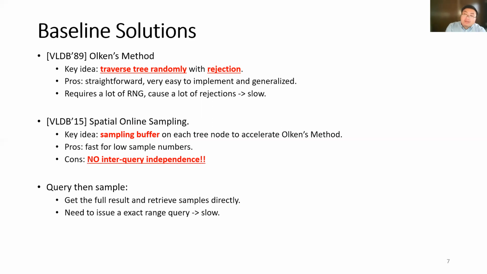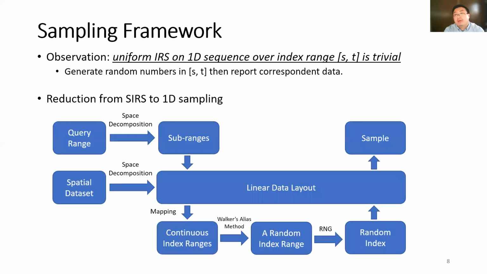which makes it even slower than Olken's method sometimes. So finally, the last baseline is pretty simple. We just get a full exact range result from a classic spatial index like an R-tree, and then retrieve the samples from the returned result set. This method is apparently not ideal because we have to make a full range search before we can retrieve any samples. To actually get good performance, we propose a new sampling framework to solve these SRS problems.